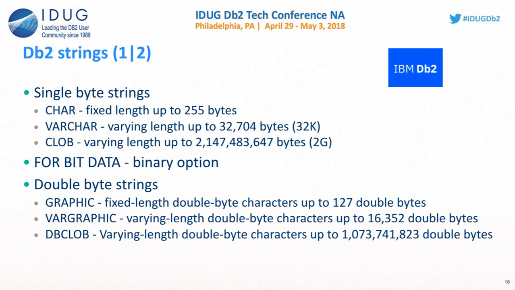In DB2, obviously, we have lots more. And I'm going to assume that most of you are familiar with most of these data types. When we get to one of the ones where I found something weird, I'll bring it up. But for our single byte strings, we all know about char, varchar, and clob. There is a for-bit-data binary option that you can put on your character columns, in which case it'll take binary data for you and not convert it between EBCDIC and ASCII when you send it somewhere. There's also double byte strings of graphic, vargraphic, and dbclob. So that's all our different strings.